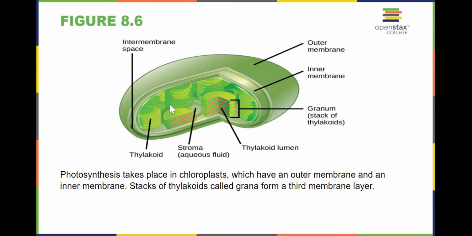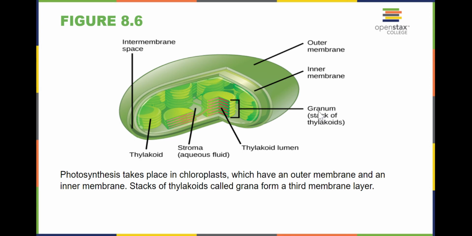and inside the stroma are these little sacs or pancake-like looking things. Each of these little pancake-looking things are referred to as a thylakoid. Say it with me. Thylakoid. Good. Now, a stack of thylakoids is referred to as a granum.